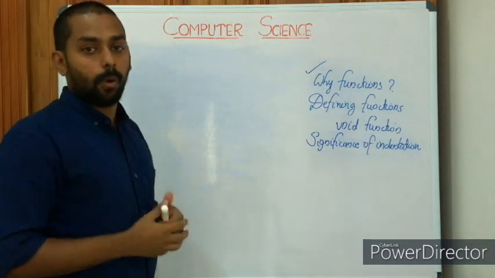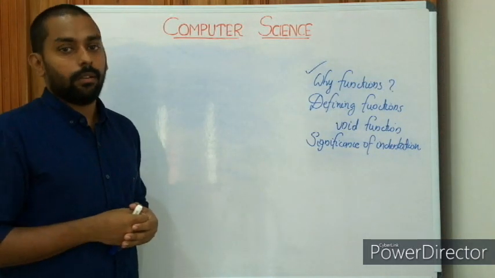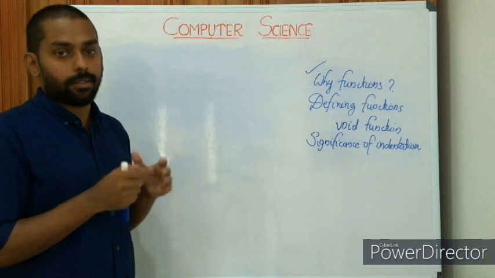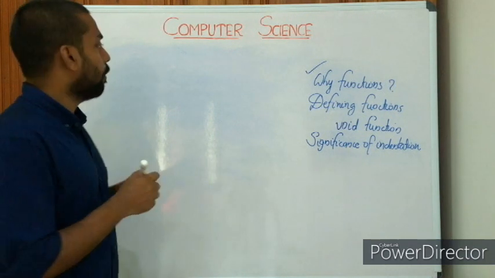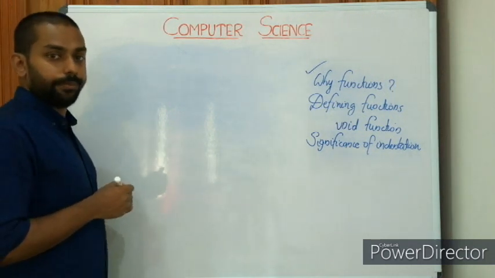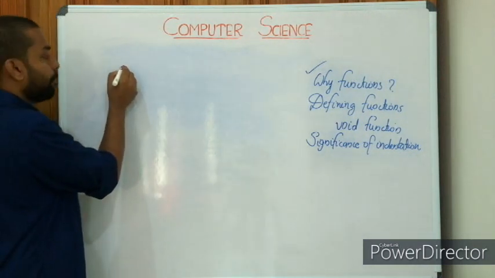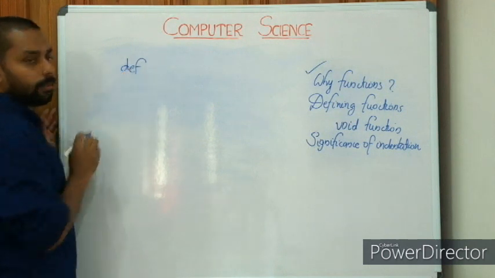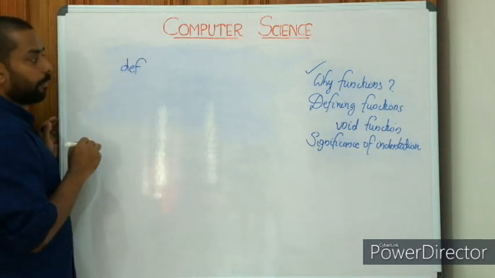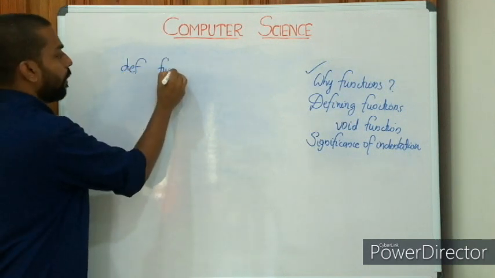We are going to write a program to print a message. We are adding only one statement as the body of the function. So how? It starts with the keyword def. Then the function name. We can have a function name fun1.